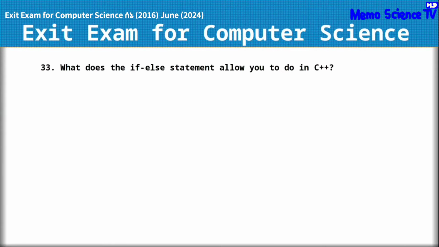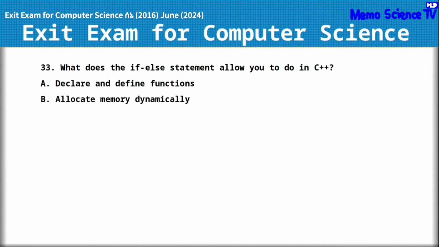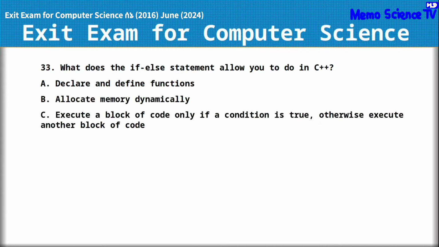Question number 33: What does the if-else statement allow you to do in C++? A. Declare and define functions. B. Allocate memory dynamically. C. Execute a block of code only if a condition is true, otherwise execute another block of code. D. Repeat a block of code multiple times.